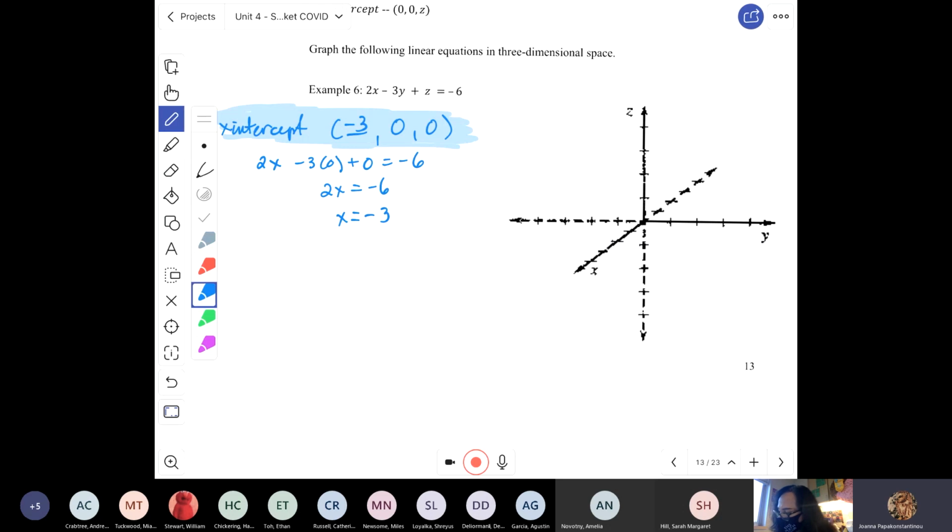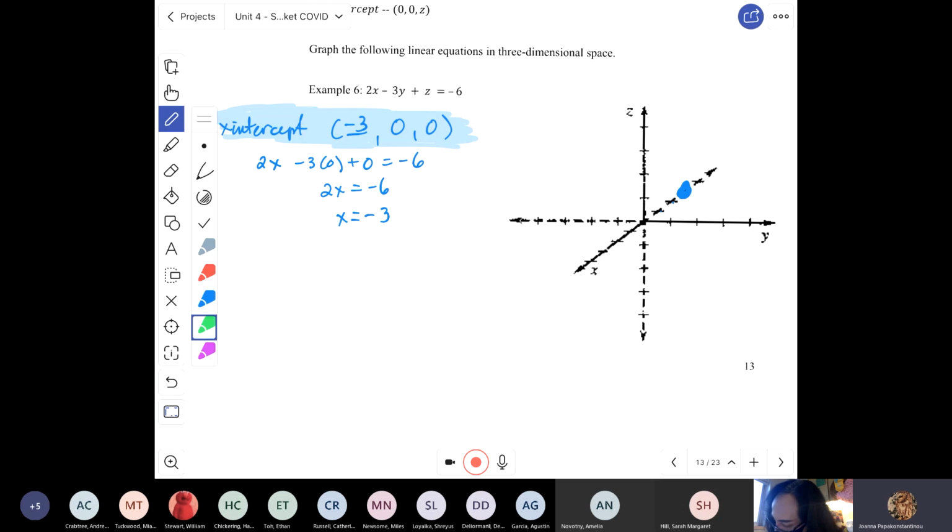From the origin, where am I going to graph the x-intercept? This is -3. So I'm going 3 in the negative x direction. So I'm going back 3. So there's my x-intercept. It falls on the x-axis, and we expect that to be true for intercepts.